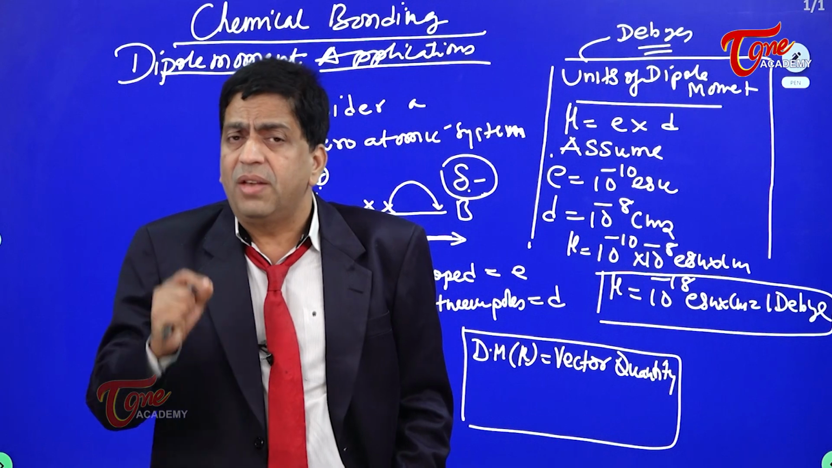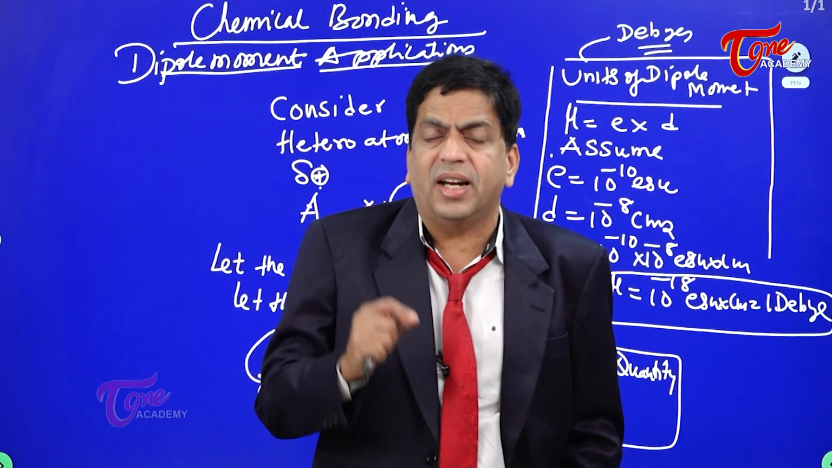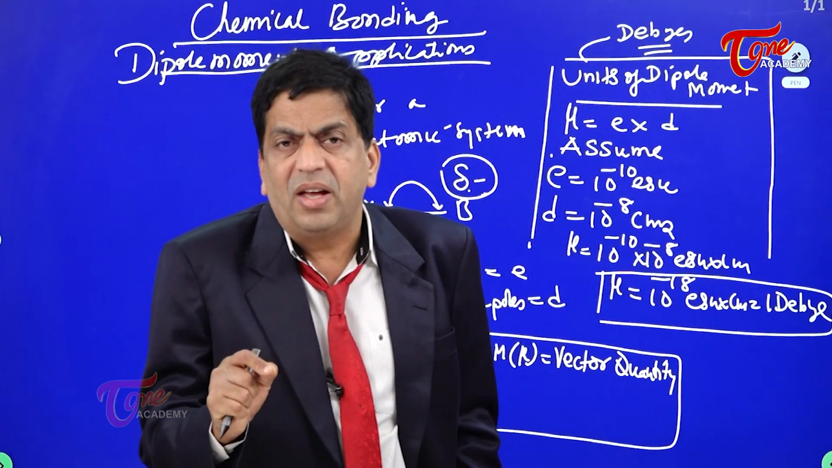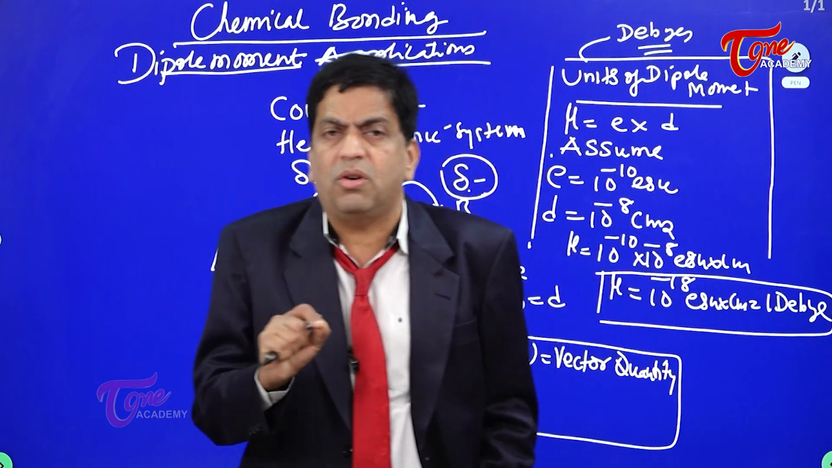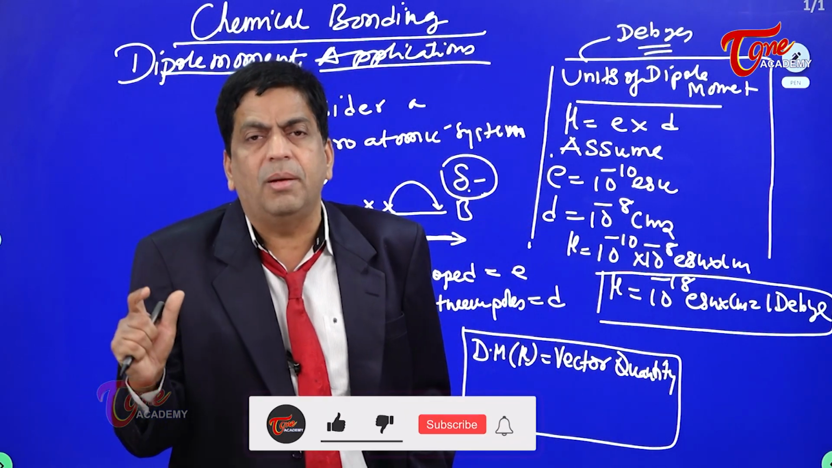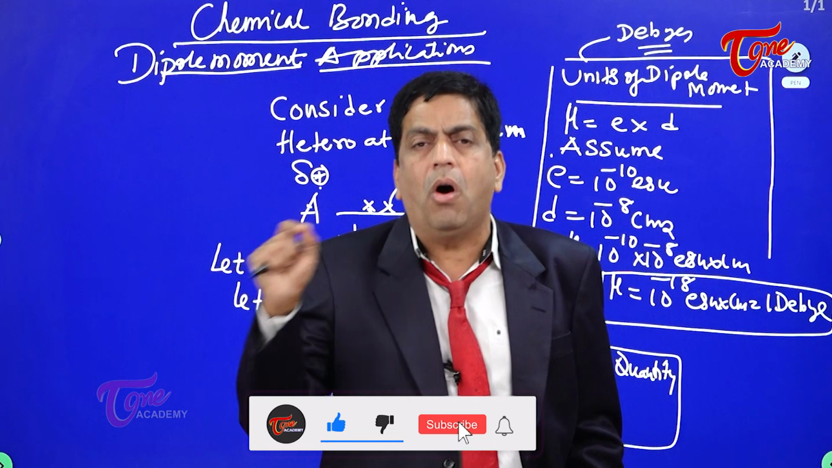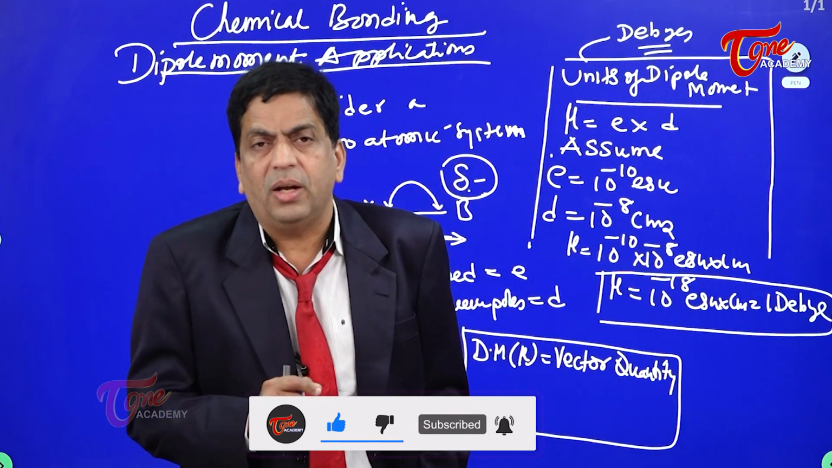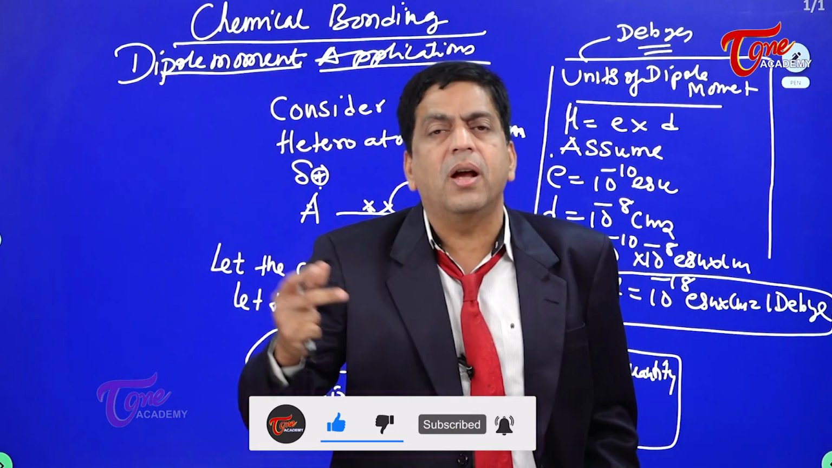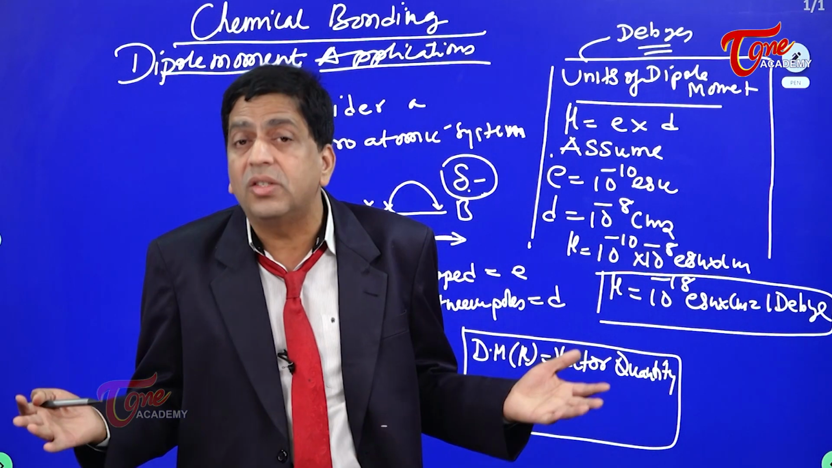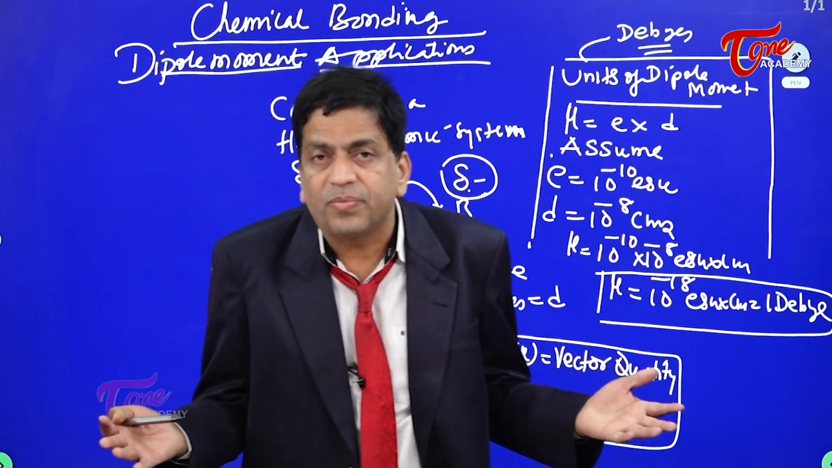If some percentage of ionic character gets induced, then it's not an ionic bond. At most, I can label it a polar covalent bond, where you have polarity. What is polarity? Unequal sharing of the bond pair. This is the maximum you can say. You must understand that, right?